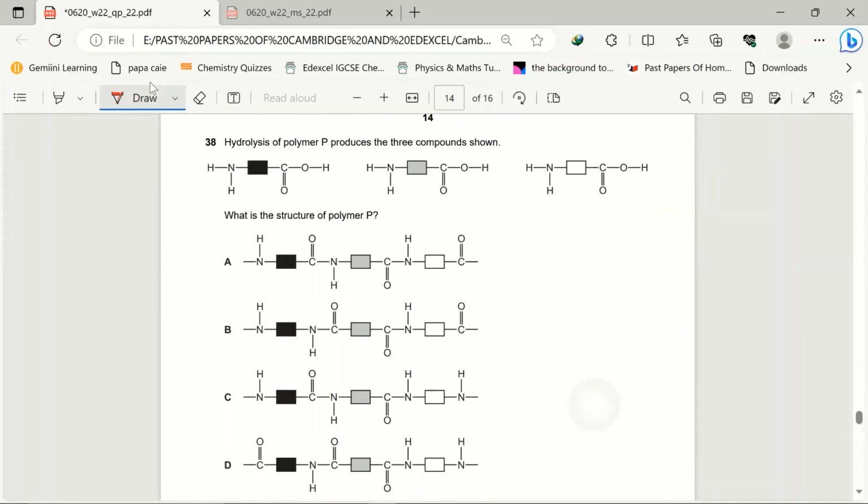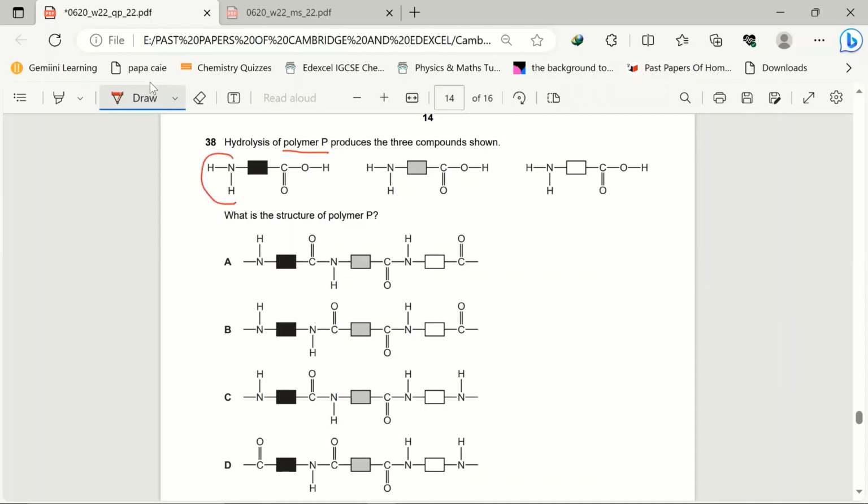You see, it's a condensation reaction. Sometimes students are worried. They worry regarding this type of problematic blocks and large diagrams, but you need to understand it carefully. Hydrolysis of polymer P produces the three compounds shown. So a polymer P is hydrolyzed to form this. See, blocks are not important. Important are the functional groups.